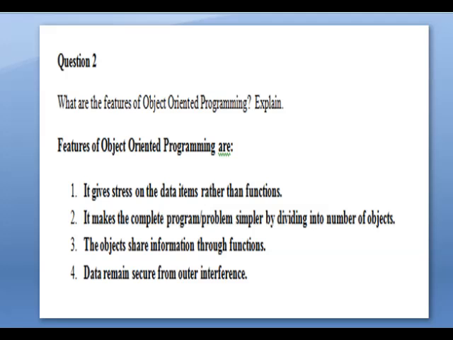Explain. The features of object oriented programming are: first one, it gives stress on the data items rather than functions. Number 2, it makes the complete program or problem simpler by dividing it into a number of objects. Number 3, the objects share information through functions. Number 4, data remains secure from outer interference.